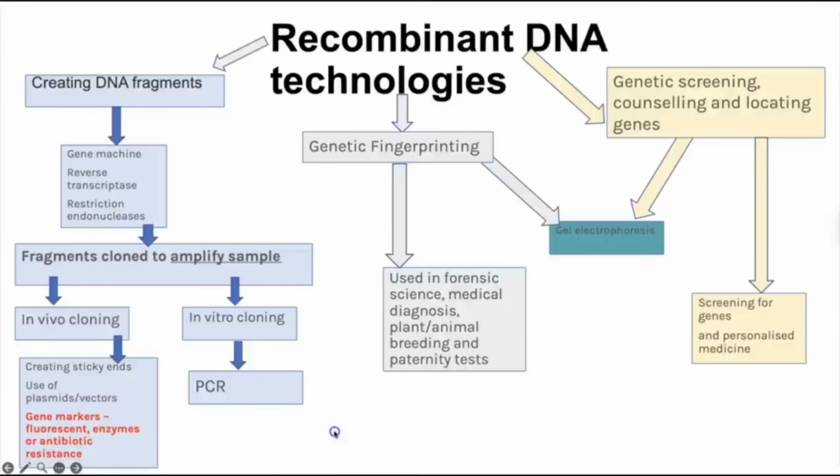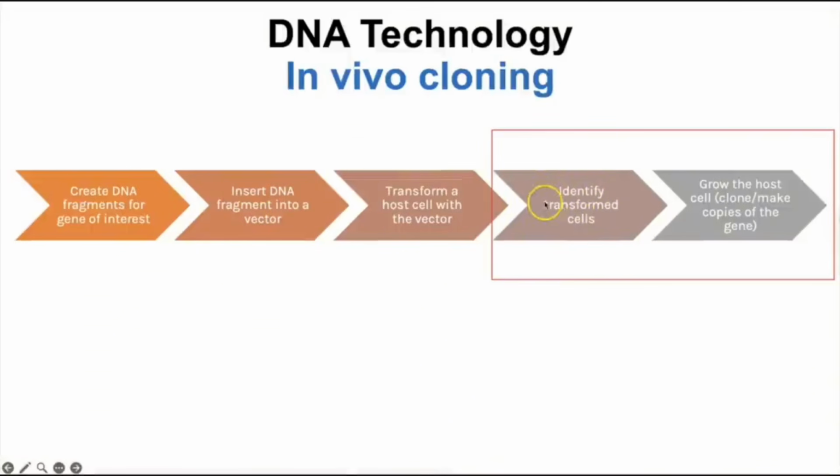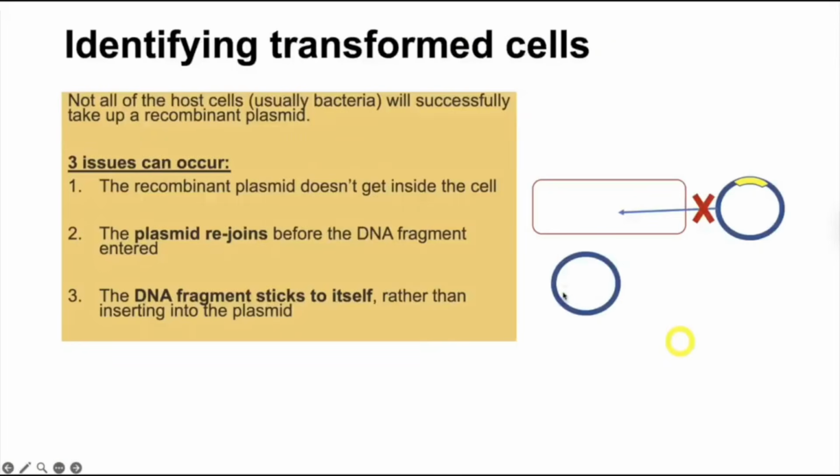So we've now cloned it, but what we have to do is make sure that before we grow that bacteria, we are only growing the bacteria that has definitely taken up the recombinant plasmid. And that's what we mean by identifying transformed cells. A transformed cell is a cell that has taken up the recombinant plasmid. Recombinant means recombined. It's made up of two different types of DNA.